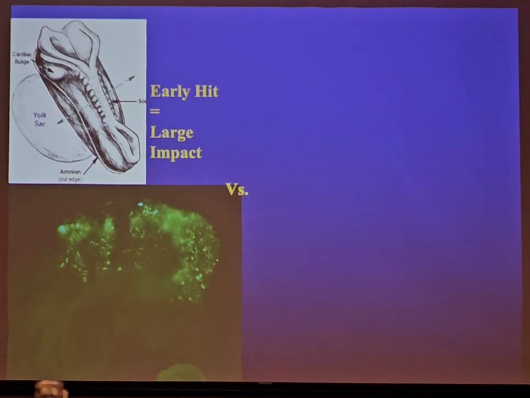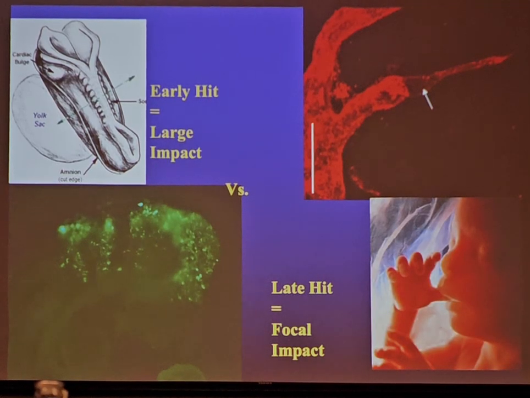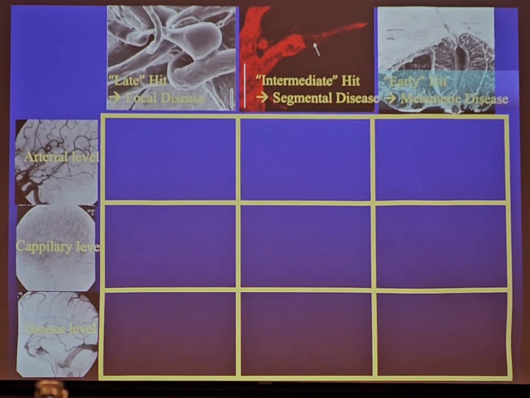If you have the early head, large impact, late head, focal impact, you can cross-tabulate arterial diseases where the trigger hit very late, that are more focal, arterial segmental diseases, arterial metameric diseases. You can look at arteriovenous or capillary levels and the venous level.